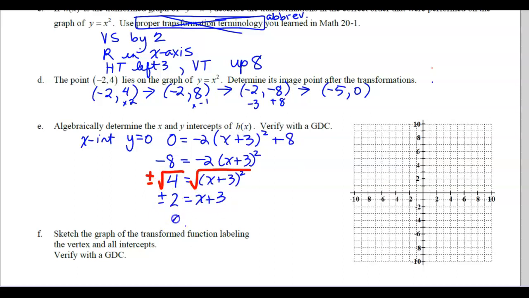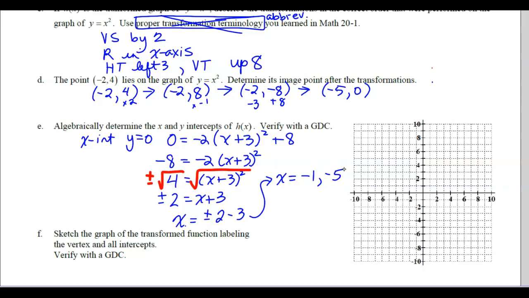And then solve for x. So I'll get x, if I bring the 3 over, so it'll be plus or minus 2 minus 3. So that's going to be, I'm going to simplify those. So 2 minus 3 is -1. -2 minus 3 is -5. Okay.